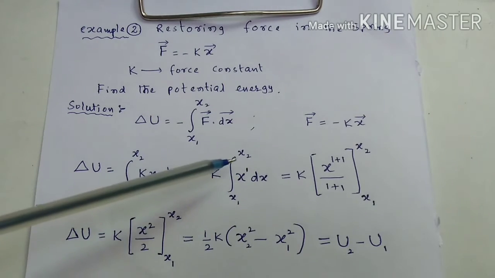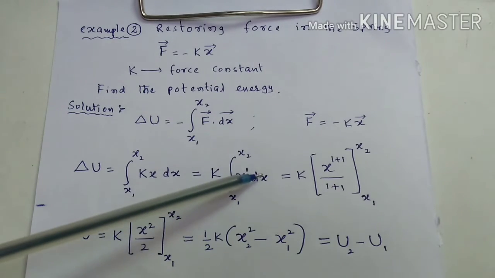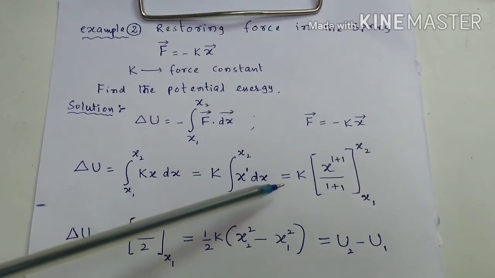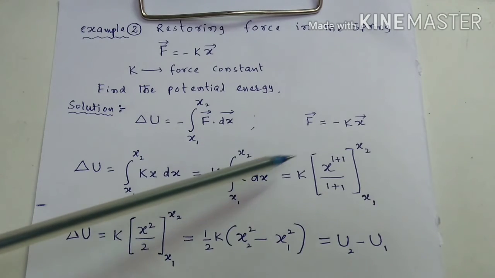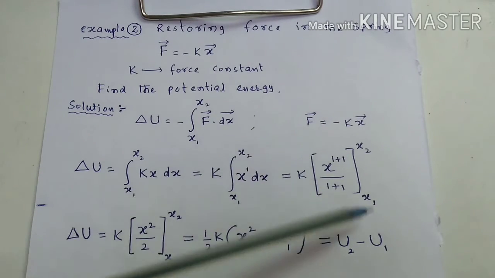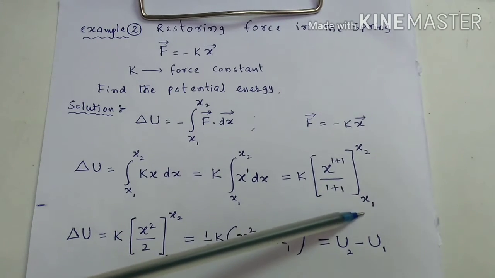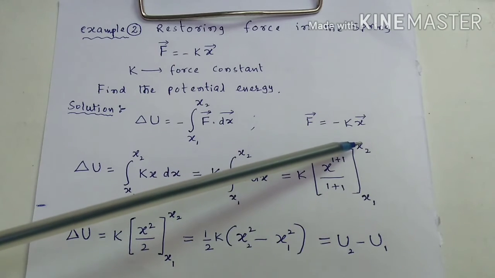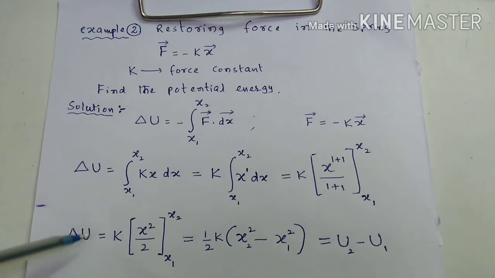So, simple formula: integration of x to the power of n dx is x power n plus 1 by n plus 1. That formula only I am using. This k is constant, I am writing outside. So x to the power of 1 plus 1 divided by 1 plus 1. Limits: initial position x1 to final position x2. Now this k I am writing here.